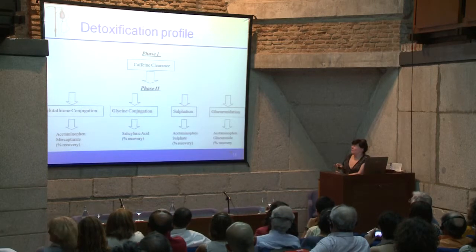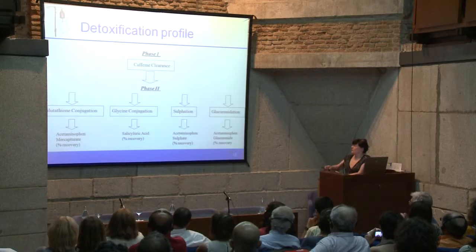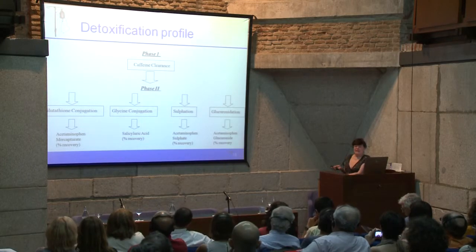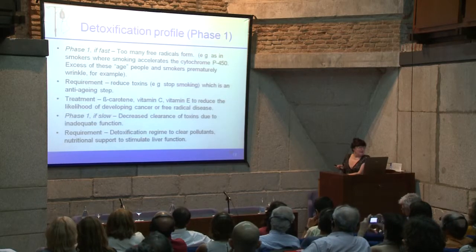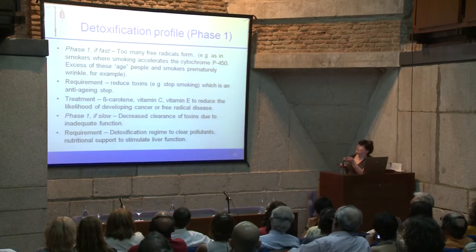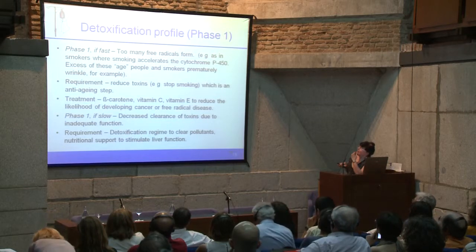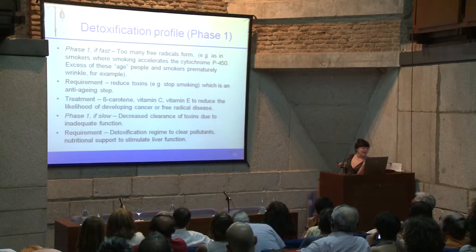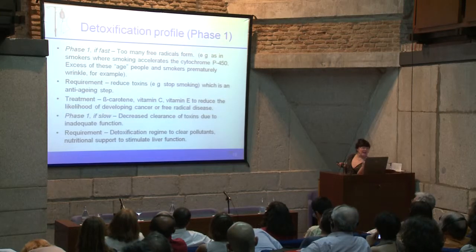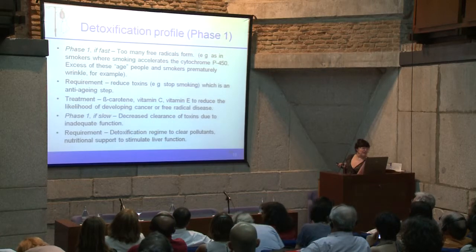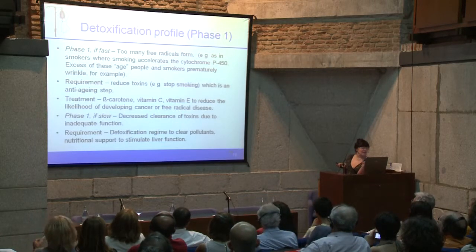We found that there is very poor sulfoxidation in patients, and this leads then to poor availability of sulfation for this process. So the glucuronidation then takes over. I won't mention this too much, because it's all been gone through by my predecessor, except to say that if people have fast phase one, they will age far more quickly. Excess of these will age people, particularly smokers. They'll prematurely wrinkle. Phase one is required for reducing toxins.